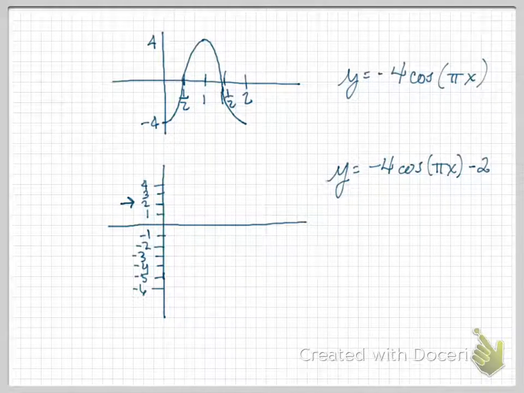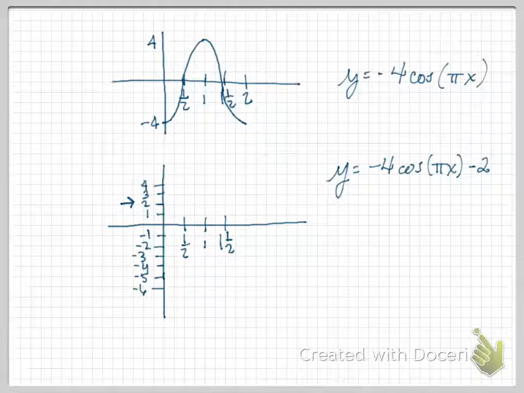Okay, so let me go ahead and keep these lined up. I have 1/2 in the same spot, 1 in the same spot, 1.5 in the same spot, and 2. Okay, so everything's lined up, so all I'm going to do is take my values and move them down 2 units. So at 0, the output is -4. If I drop it down 2 units, I just subtract 2, so it's -6.